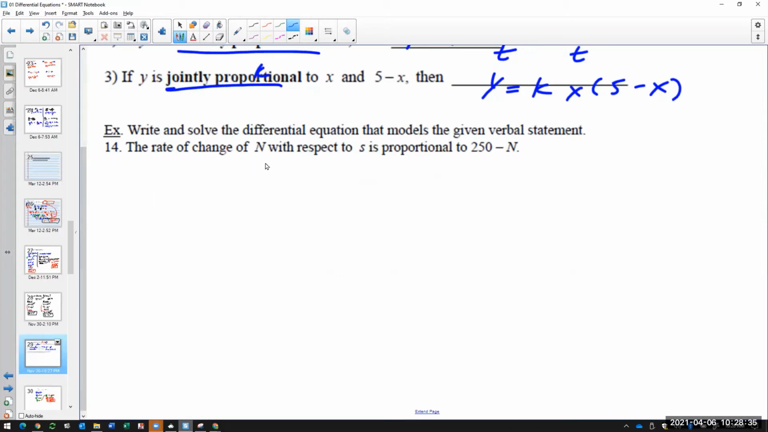The rate of change of N with respect to S. What is that in calculus talk? How would I write that down on my paper in notation? The rate of change of N with respect to S.